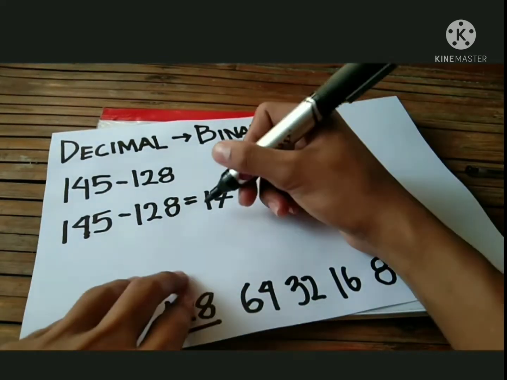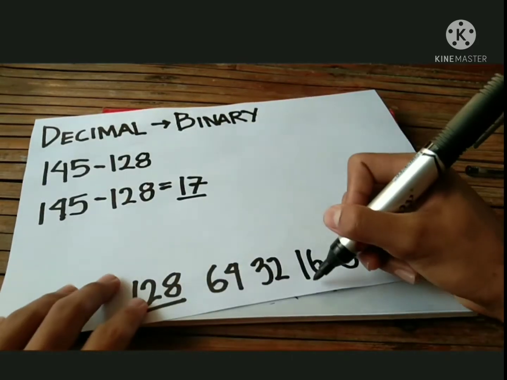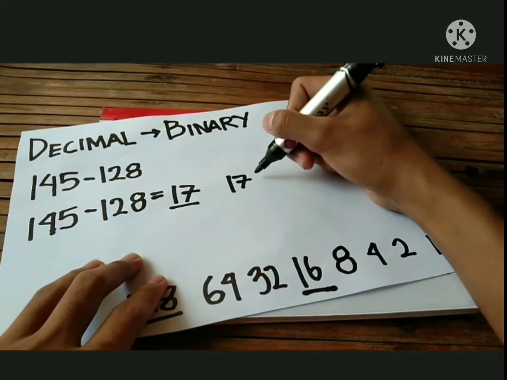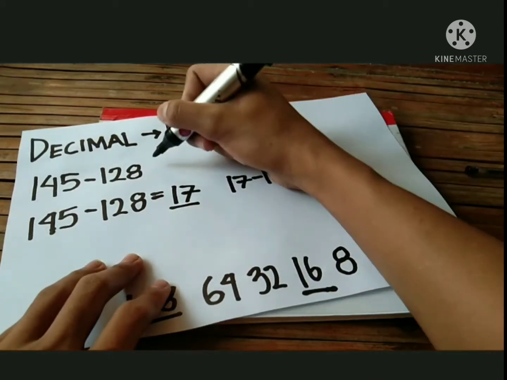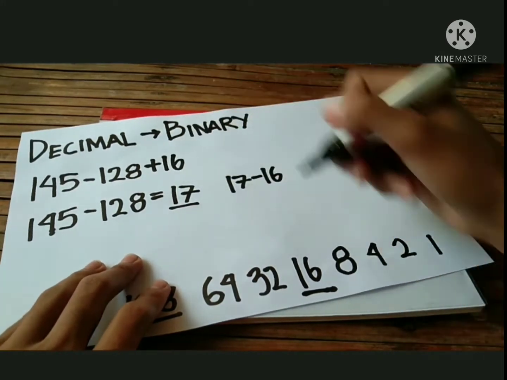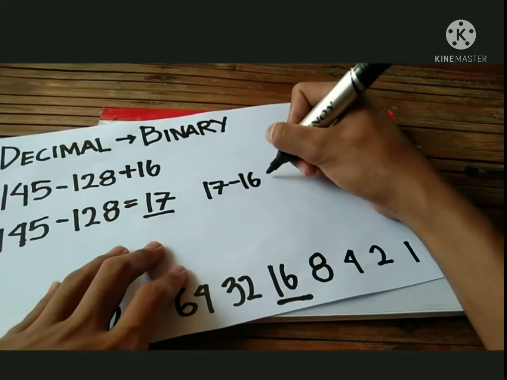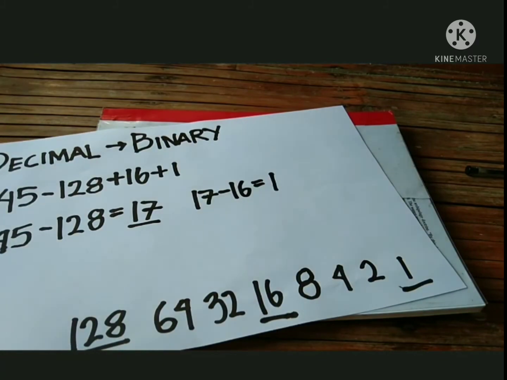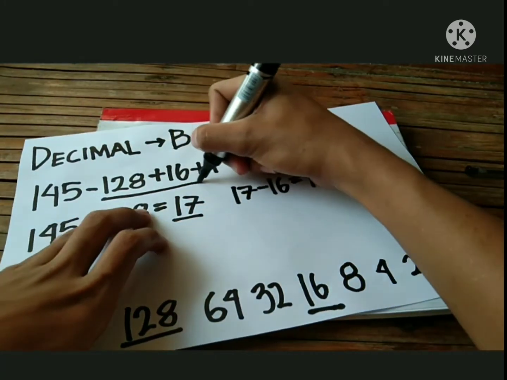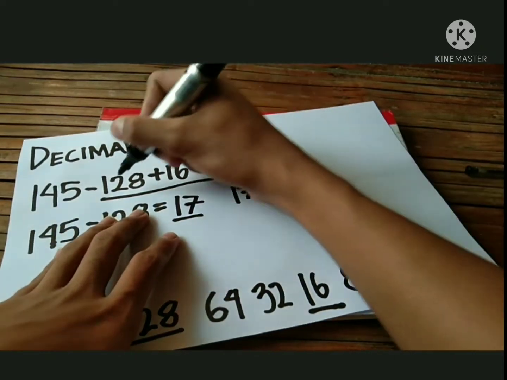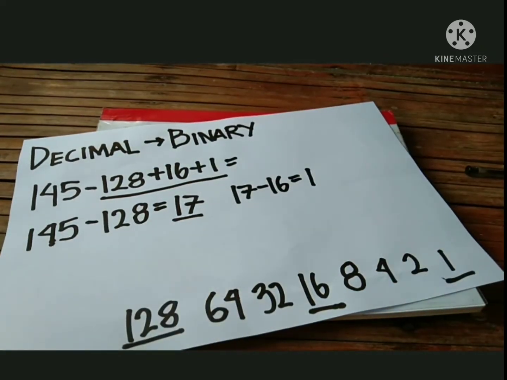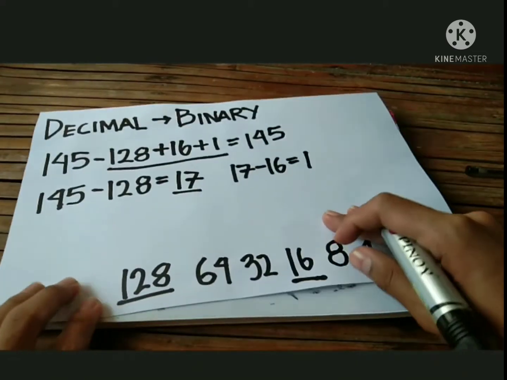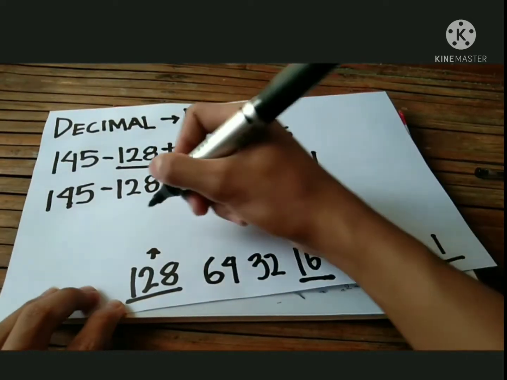So the largest power of 2 that fits in 17 is 16. 17 minus 16, let's put 16 on top. 17 minus 16 equals 1. So let's put 1. We have the 1. And if we add all of these, 128 plus 16 plus 1 equals 145. Yes. And let's see our binary number.